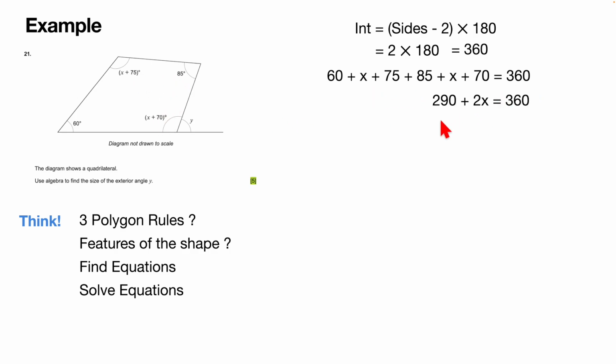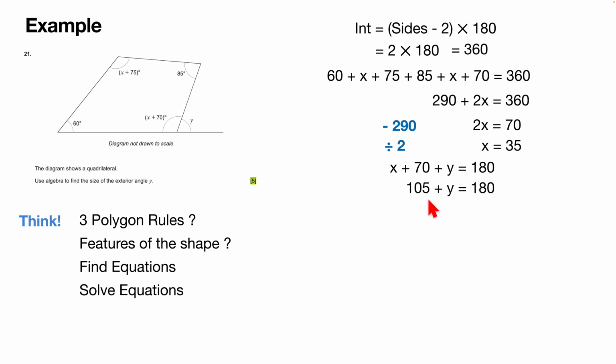Well, let's gather terms. 290 plus 2x equals 360. Subtract 290, 2x equals 70. Divide by 2, x equals 35. Right, so that's our x, and we have this: x plus 70 plus y is equal to 180. Well, we have x is 35, so that's 105 plus y. We'll take 105 off. y equals 75.